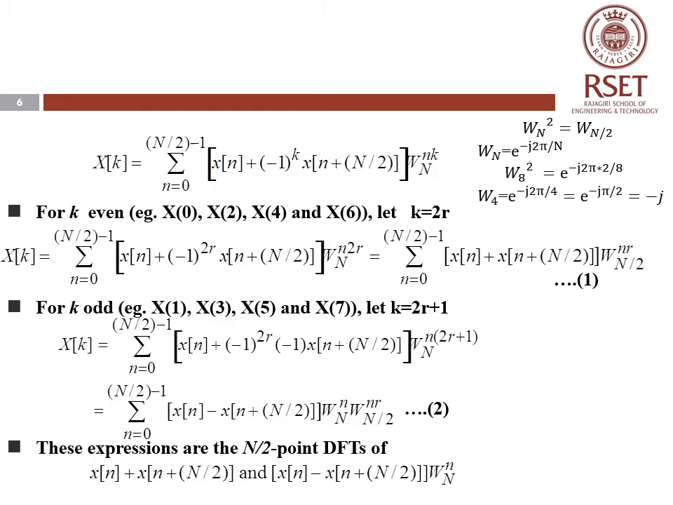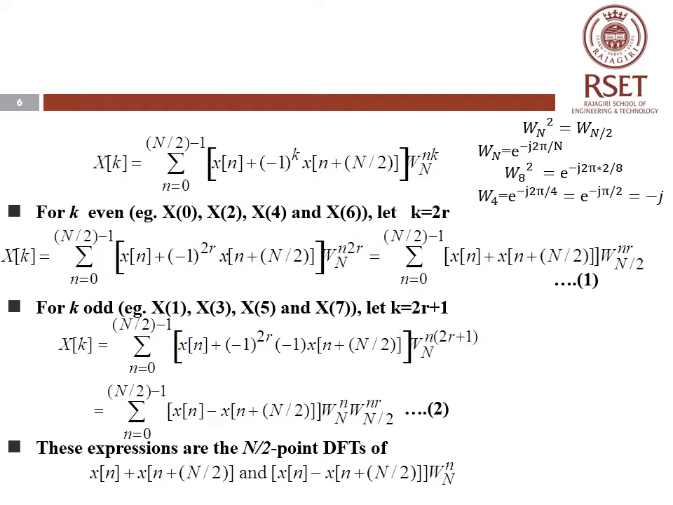From the previous slide we got the expression for X of k as given in the first line. We have another result, that is W_N square is equal to W_N by 2, given on the right hand side. As an example, we have considered W_8 square and W_4 raised to 1, both are equal. Using this equation, N-point DFT can be converted into N by 2 point DFT. That is, 8 point DFT can be converted to 4 point DFT, 4 point DFT to 2 point DFT, etc.